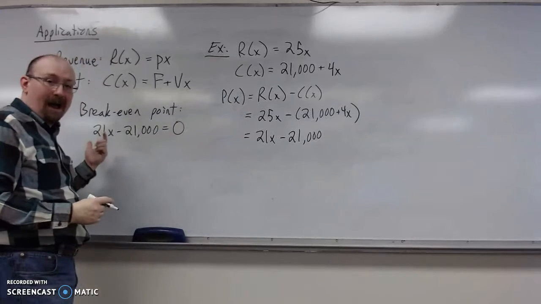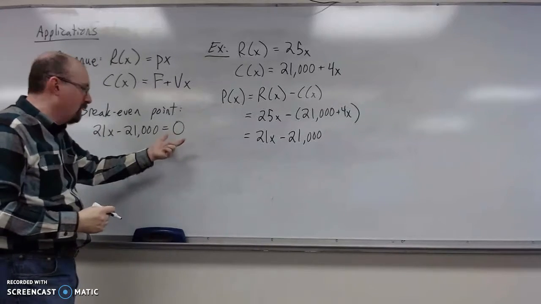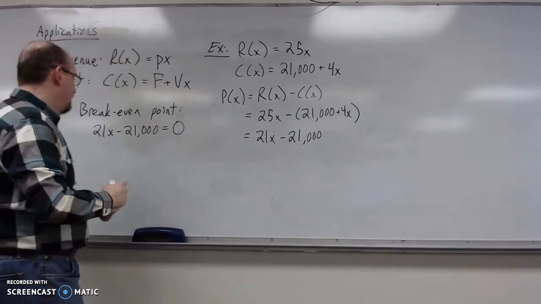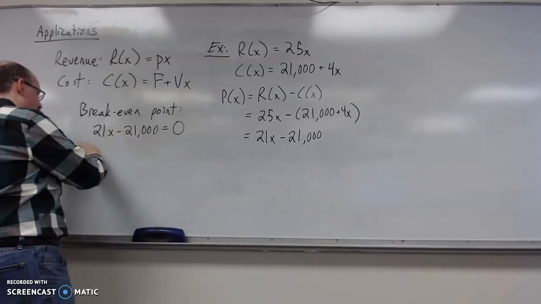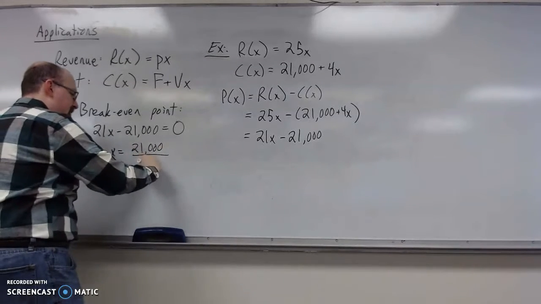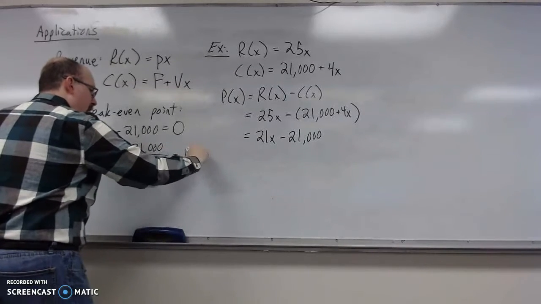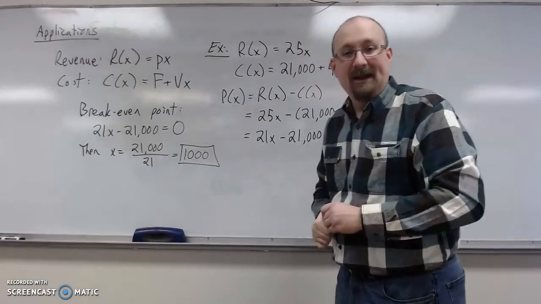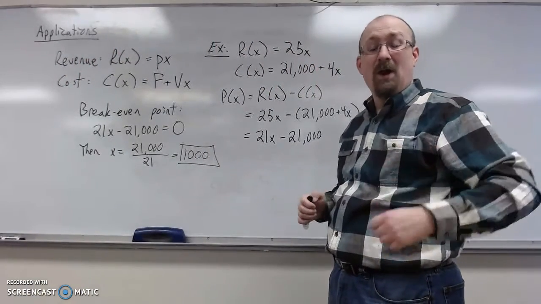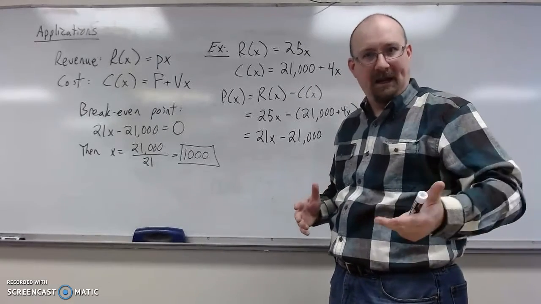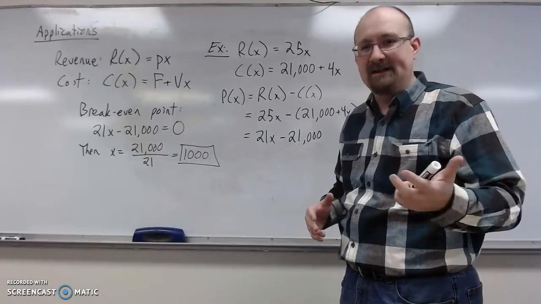Now we do our usual algebra routine. Add over the 21,000. It's now going to be on the right-hand side. We divide both sides by 21. So we have 21,000 divided by 21. That equals 1,000 calculators that our company has got to manufacture and sell in order to hit the magical break-even point before we actually start making money. We start being able to pocket something.